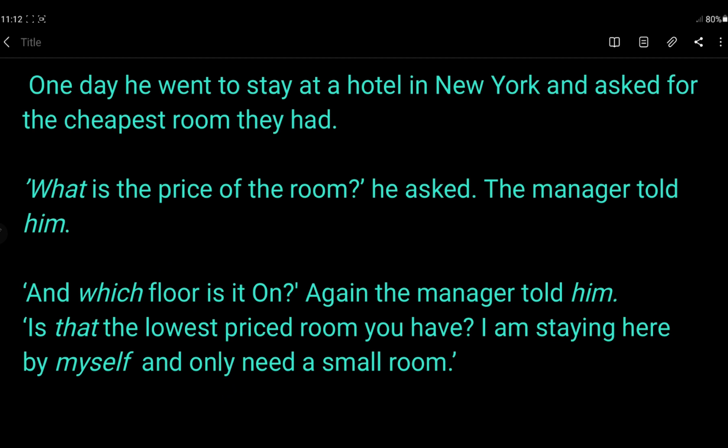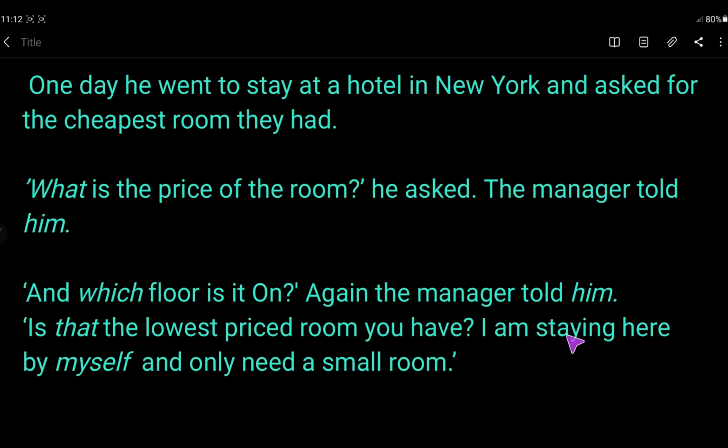First let's read the story, it's such an interesting story. Here it is written, one day he went to stay at a hotel in New York and asked for the cheapest room they had. What is the price of the room? He asked. The manager told him. And which floor is it on? Again the manager told him. Is that the lowest priced room you have?